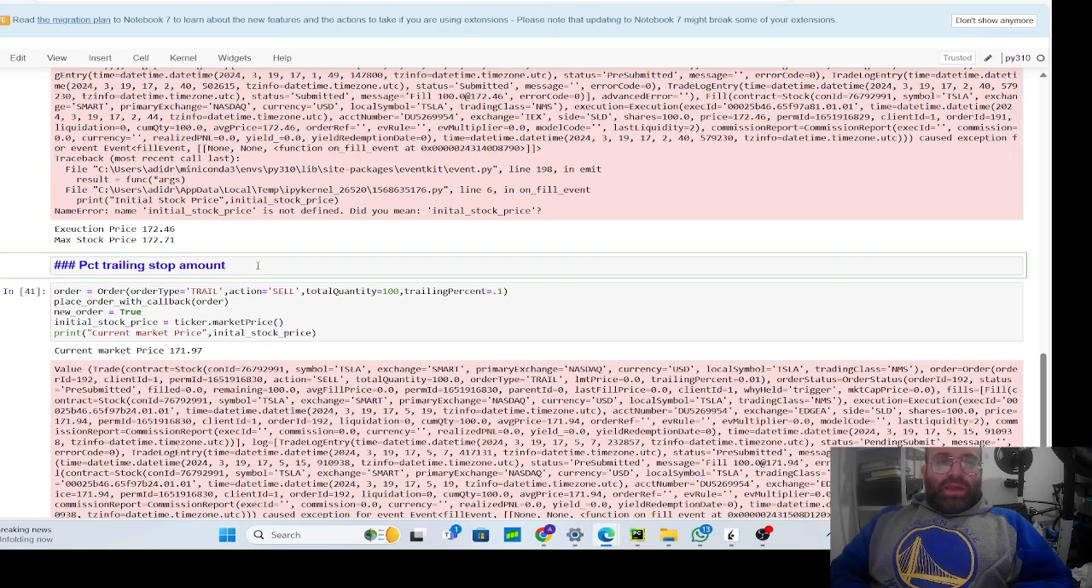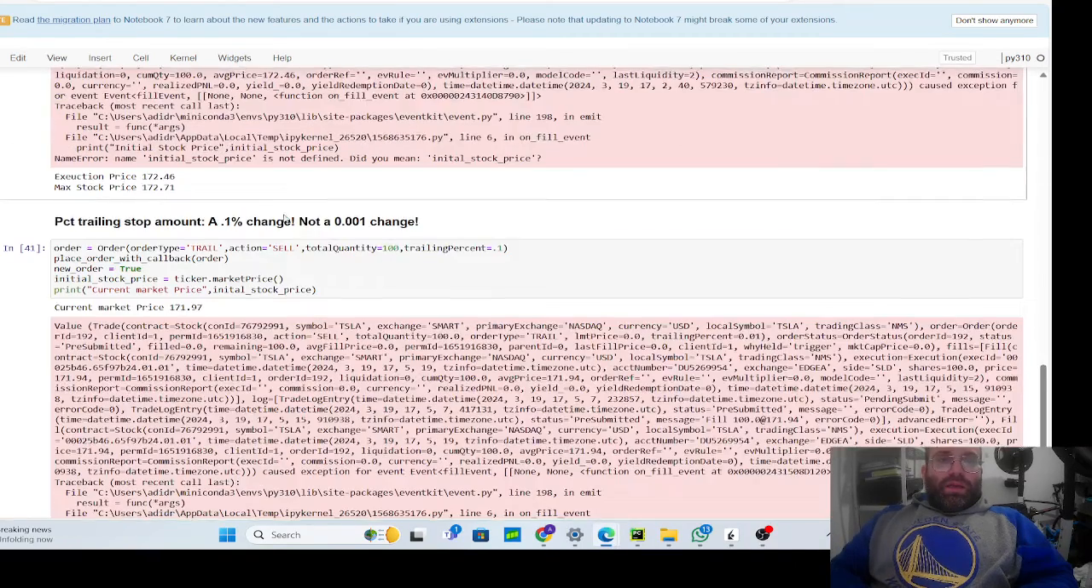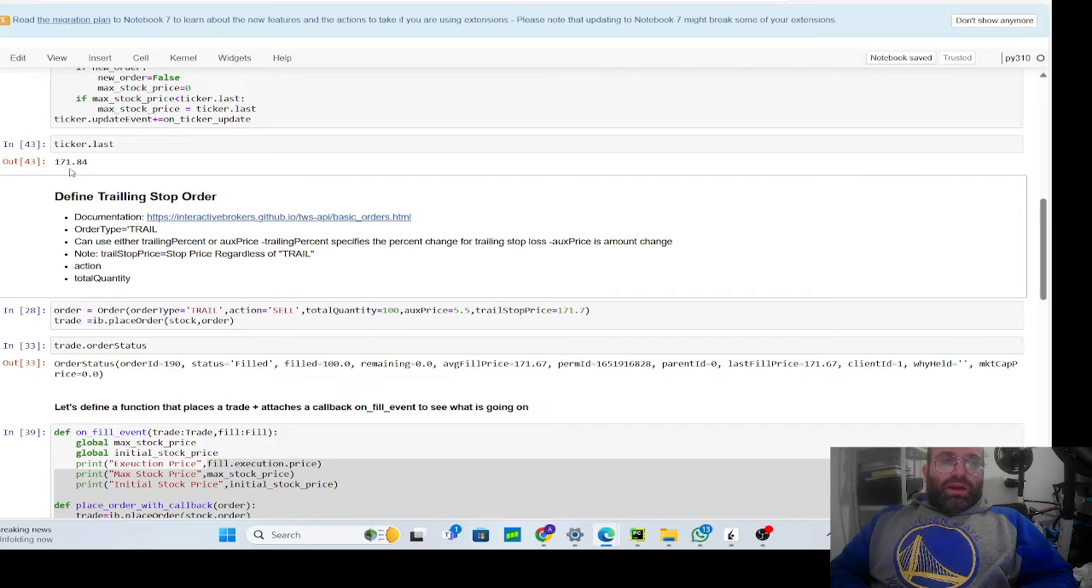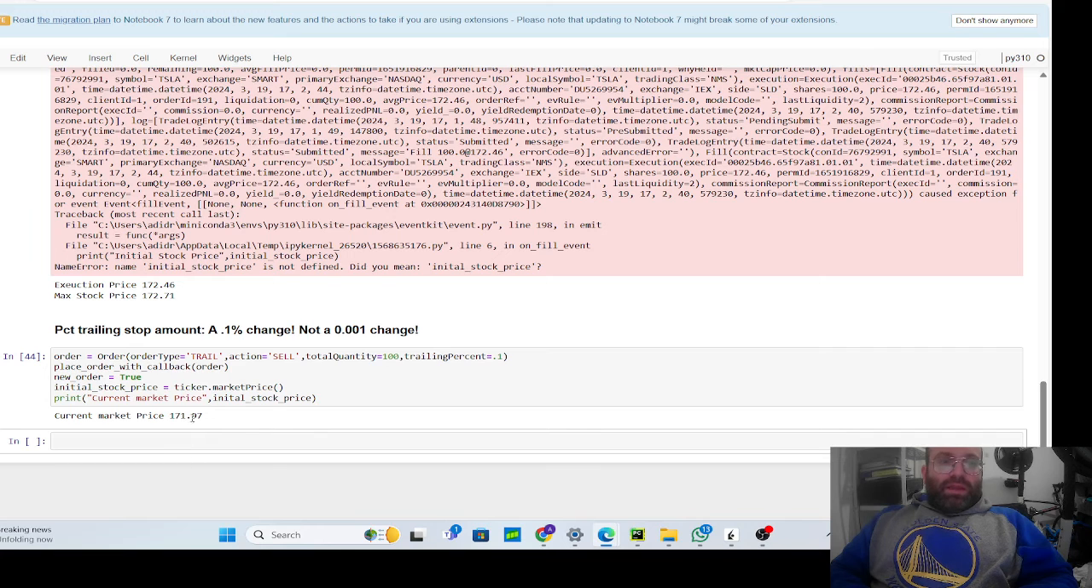So let me write in this example a 0.1% change, not a 0.01 change. And here I'll write an amount of 20 cents. So this is a 0.1% change. Let's say Tesla's here at 171.84. This should fill, but not right away. 171.97 is the current market price, but it's 0.1%. So 1% is about $1.70, and 0.1% is about 17 cents.